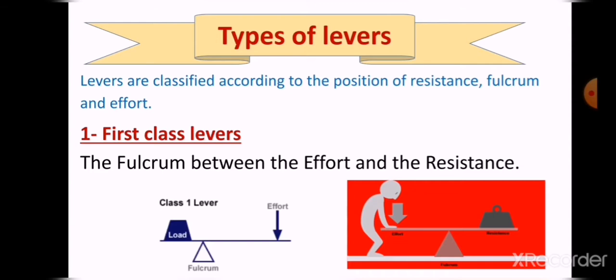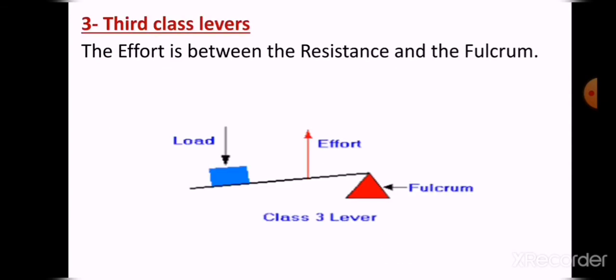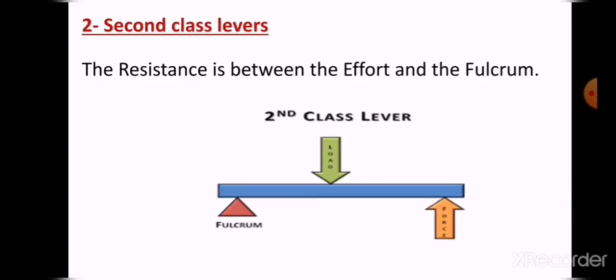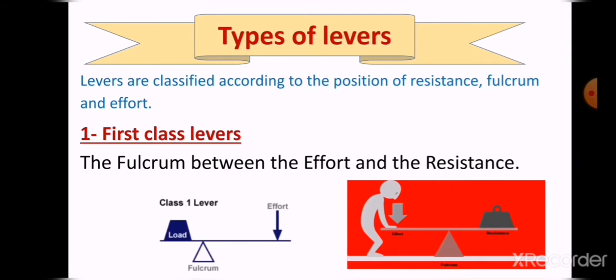And the types of levers are called first class lever, number one; second class lever, number two; and third class lever, number three. So the types of levers are first class, second class, and third class levers, according to the location of effort force, resistance force, and fulcrum. Let's start with number one, the first class lever.